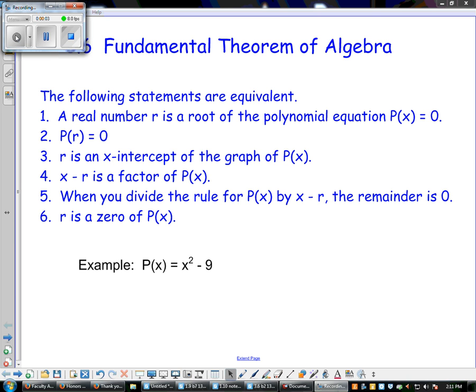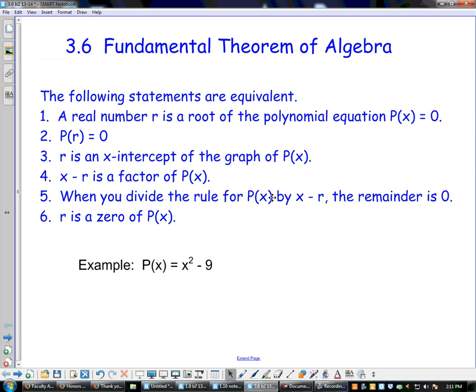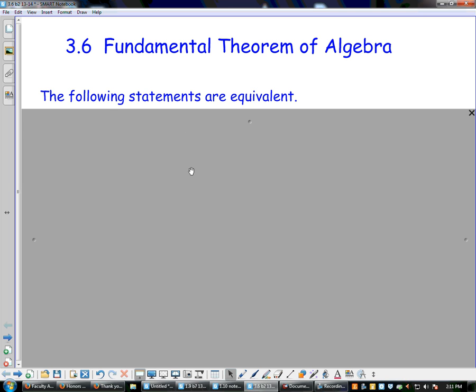It's Mrs. Pesic, and we are looking at section 3.6, which is called the Fundamental Theorem of Algebra. I know that you have read this section carefully, and so we're just going to go over some highlights and look at a few examples.